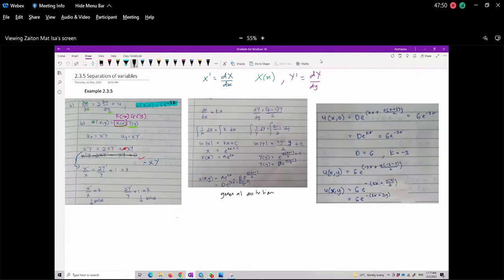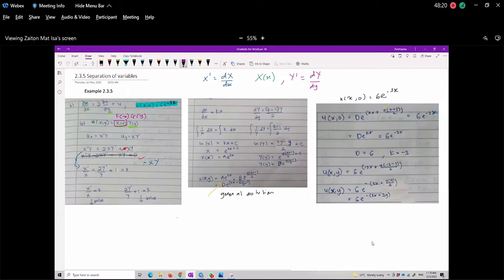So let's plug in. U(x, 0), meaning that y is replaced by 0, must equal 6e^(-3x). So plug into the general solution, where y is replaced by 0, so it must equal 6e^(-3x).